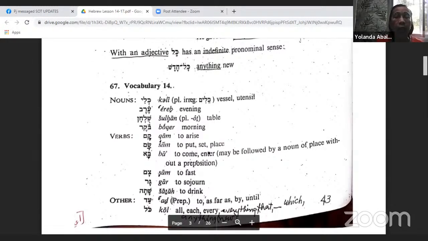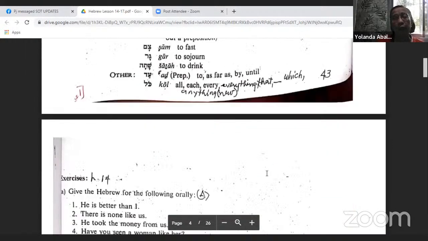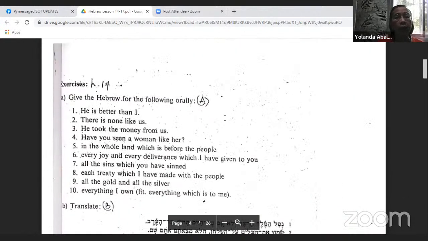Add. Preposition add, it means to, as far as, by, and until. So pagkagagawa ka ng until the morning, gagamit ka ng advoker. Okay, then the word call. Call, na pag-aralan nyo, all, each, every, everything that, everything which. Anything new. Yan.